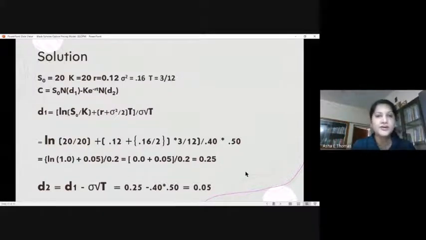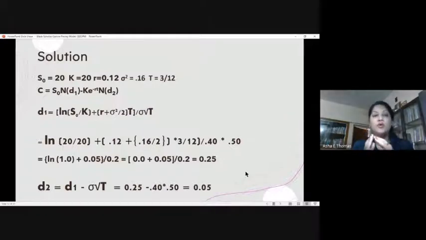And R is the rate of return, the opportunity cost or the risk-free interest rate of return, which is 12%, variance 0.16, and time involved is 3 by 12. This is what we got from the question.